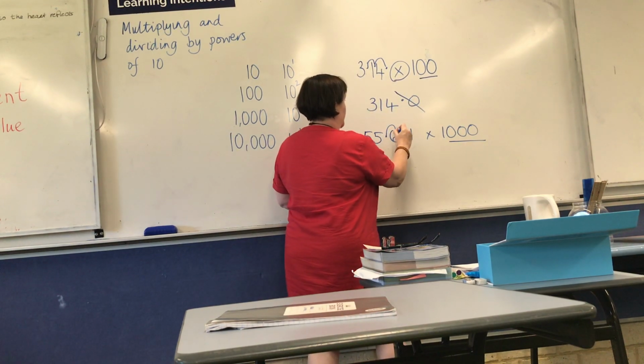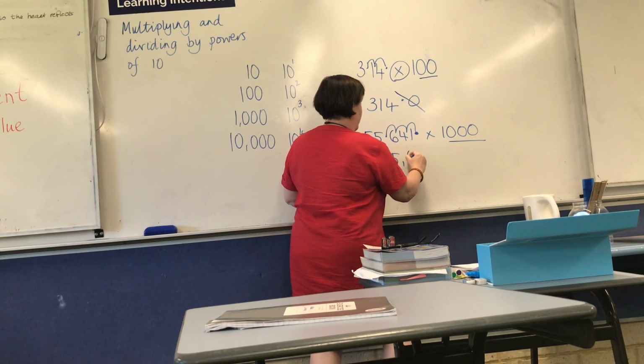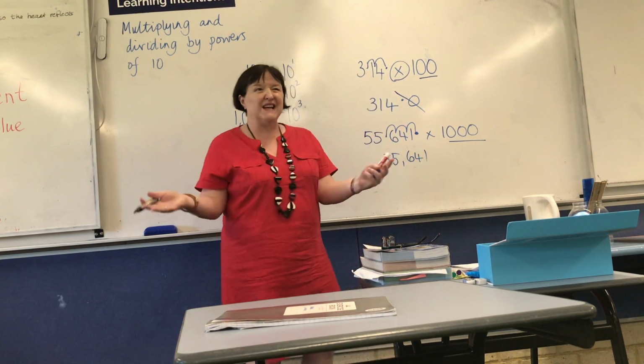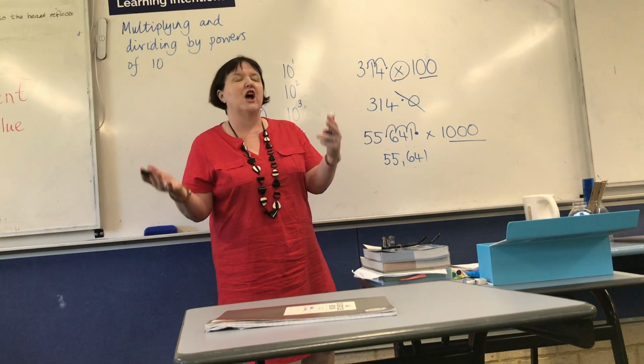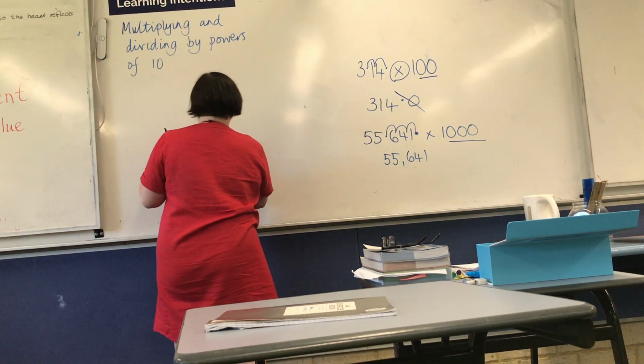So we'll go 1, 2, 3. And then our number is 55,641. Do we need to put point 0? No, we don't, do we? Okay, so let's have a look at dividing then.